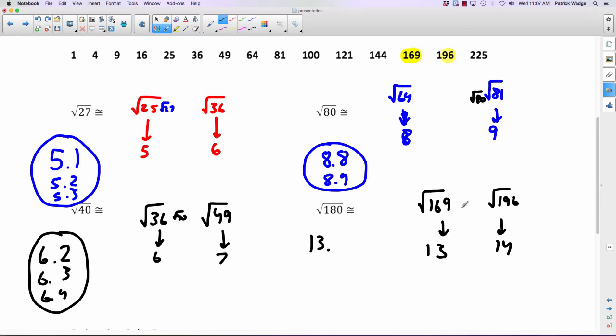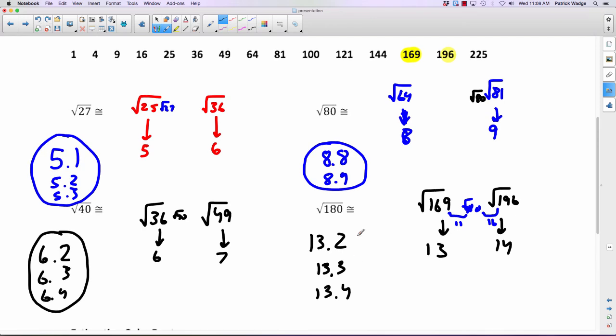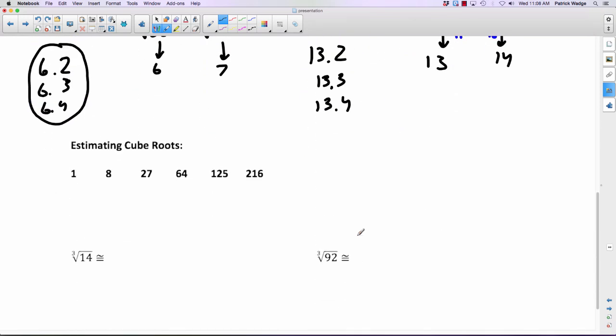Now, 180 in here is how far away from 169? It's 11 away from 169. It's 16 away from the bigger one, 196. So again, I've done too many that are closer to the small one, but it's also closer to the small one again. So again, I'd probably do 13.2, 13.3, 13.4 as my estimate. Pick one. You don't write them all down. Pick one of those three answers as your estimate, and I would mark it right. Actual answer, 13.41.